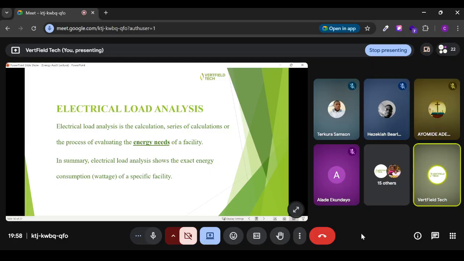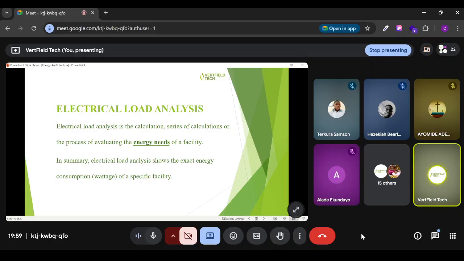Electrical load analysis is a series of calculations, or the process that helps you to know your energy needs. The process of evaluating the energy need of a facility. Remember we talked about energy audit being able to help you to know the energy need of a facility, but we didn't tell you how. So now we are introducing you to the tool or parameter which is involved in helping you to know the energy need of your facility.